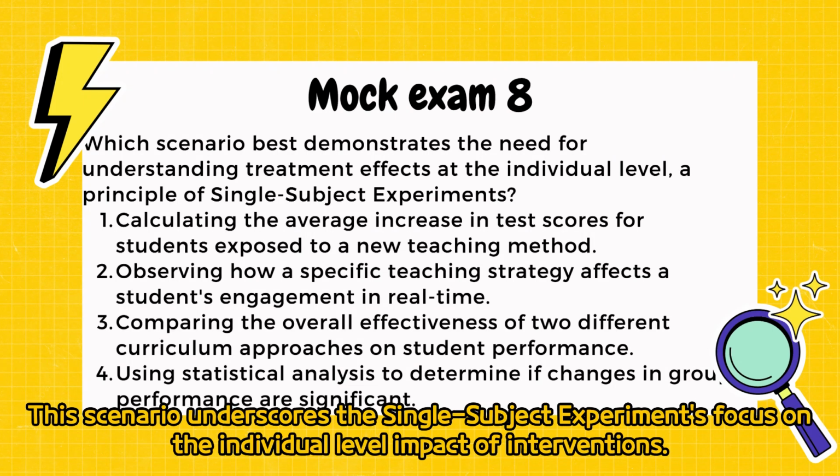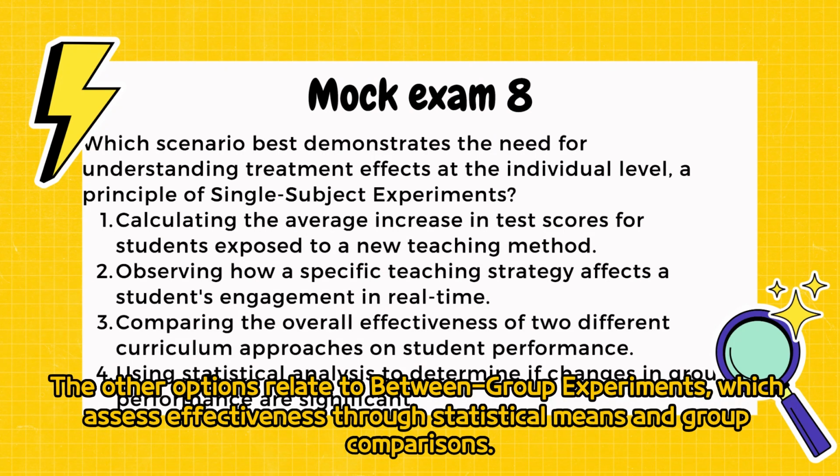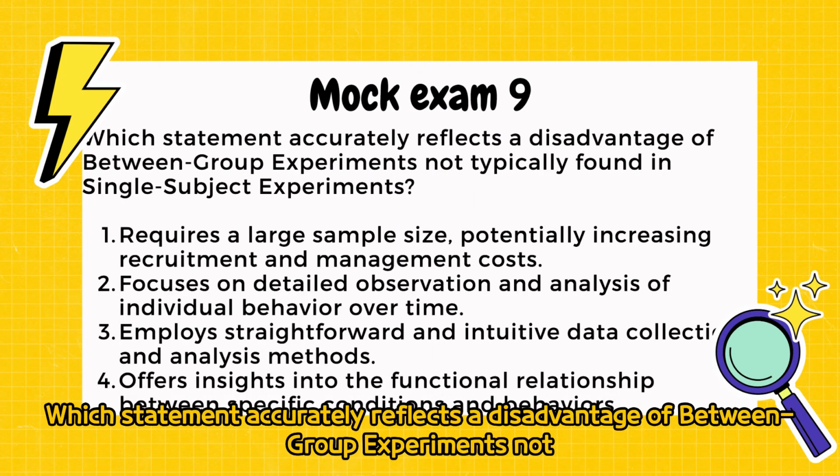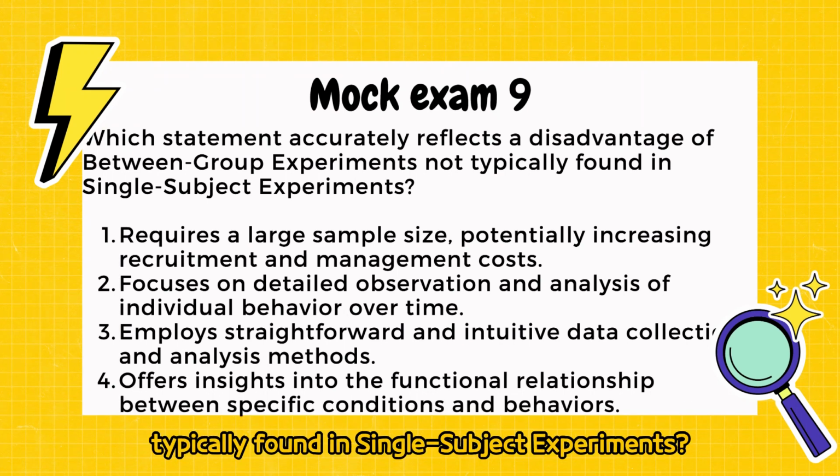This scenario underscores the single-subject experiment's focus on the individual level impact of interventions. The other options relate to between-group experiments, which assess effectiveness through statistical means and group comparisons. Mock Exam 9. Which statement accurately reflects a disadvantage of between-group experiments, not typically found in single-subject experiments?